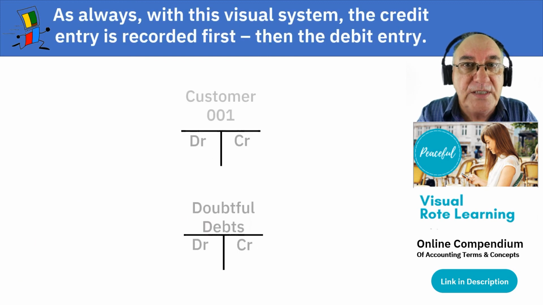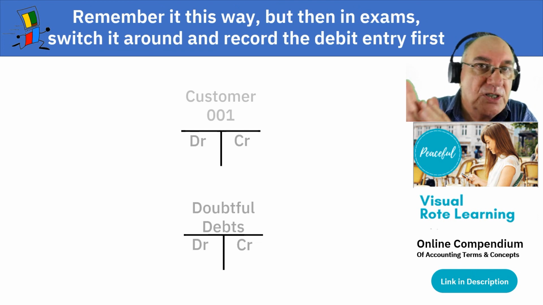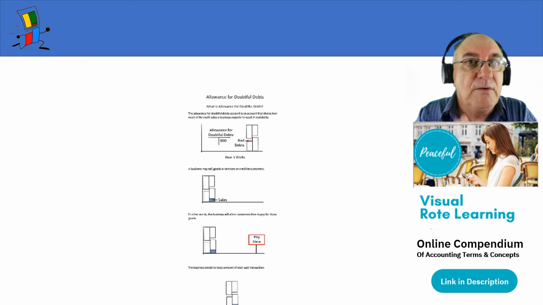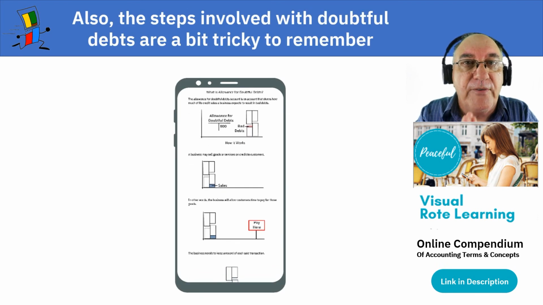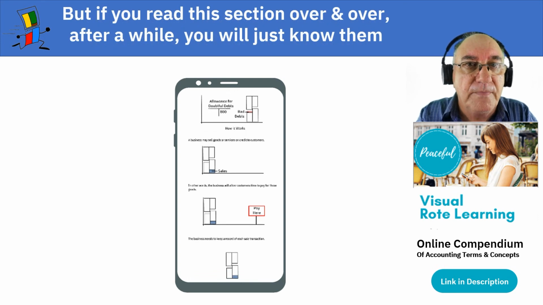As always, with this visual learning system, the credit entry is recorded first, then the debit entry. Remember it this way, then in exams, switch it around and record the debit entry first. Also, the steps involved with doubtful debts are a bit tricky to remember, but if you read this section over and over, after a while you'll just know them.